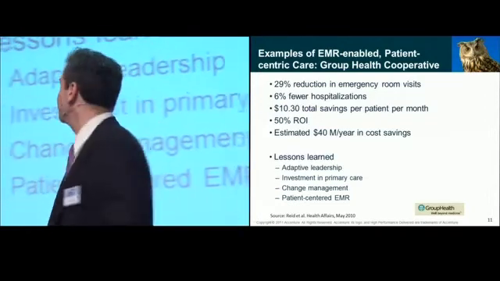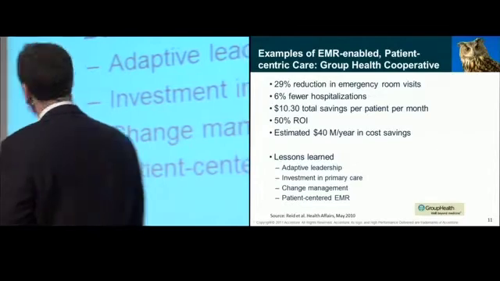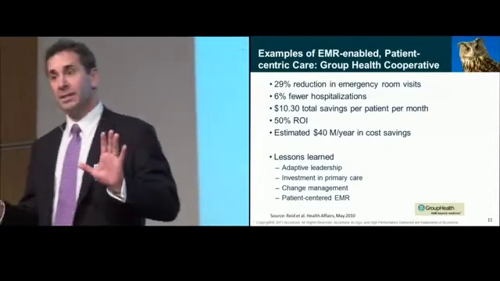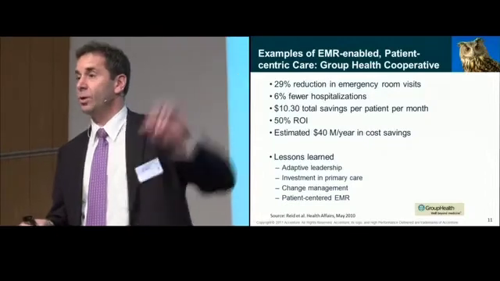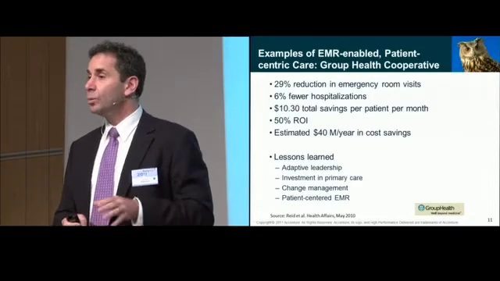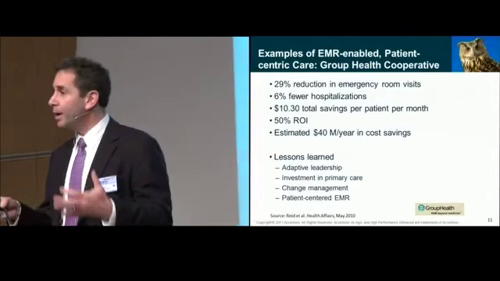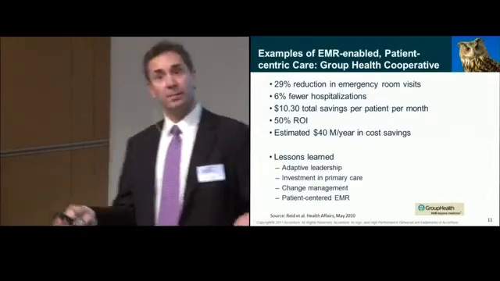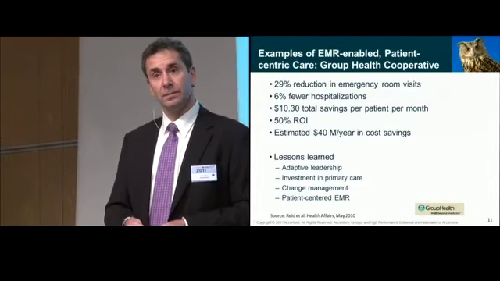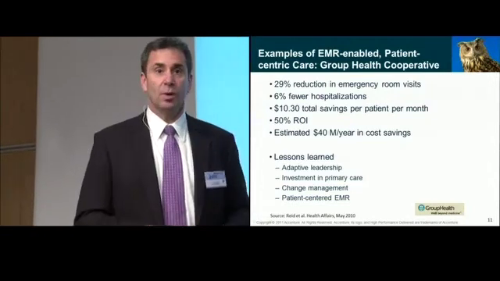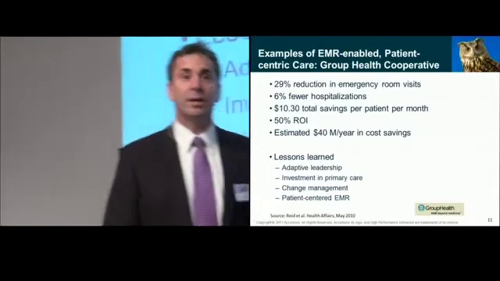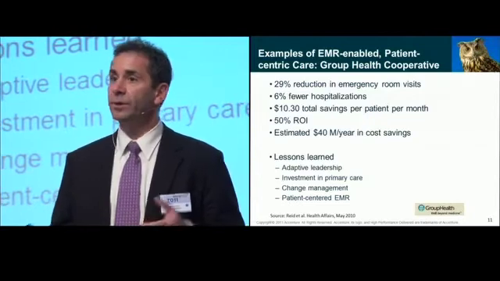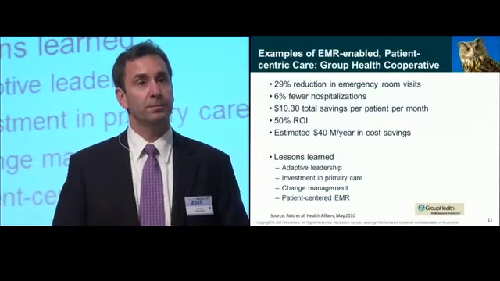The first group that I'm going to talk about is the Group Health Cooperative, which is based up in the Seattle, Washington area in the northwest corner of the United States. Group Health Cooperative manages approximately 600,000 patients, roughly the population of Oslo. What they decided a few years ago was that they would use their electronic medical record to support a new model of care delivery called the patient-centered medical home.